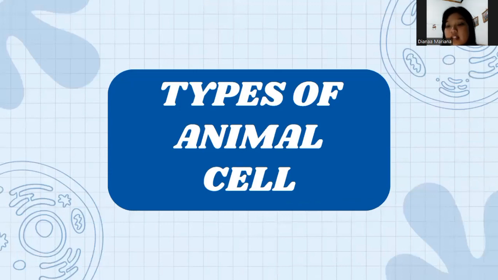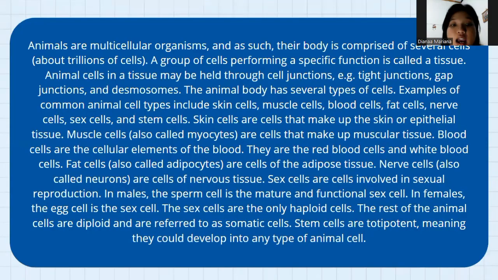Types of animal cells. Animals are multicellular organisms, and as such, their body is composed of several cells, about trillions of cells. A group of cells performing a specific function is called a tissue. Animal cells in a tissue may be connected by cell junctions: tight junctions, gap junctions, and desmosomes.